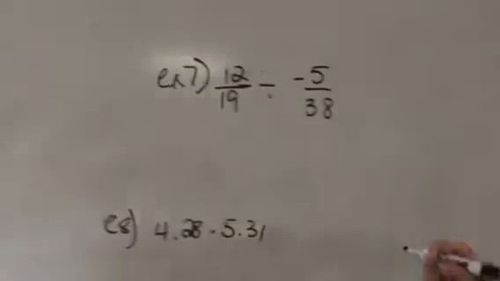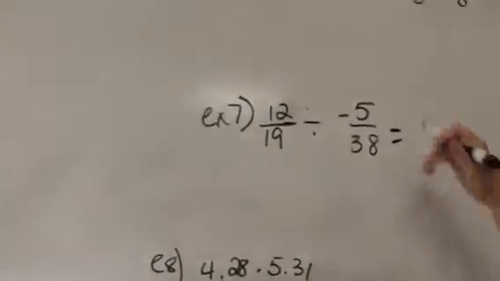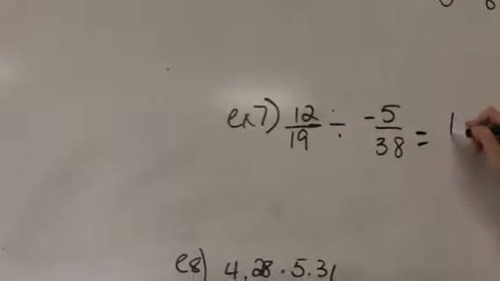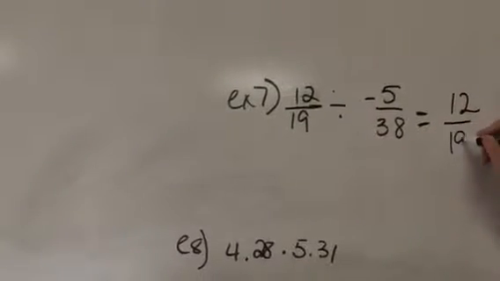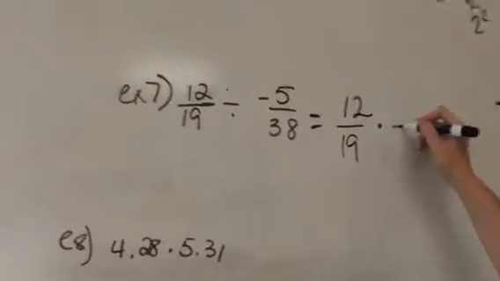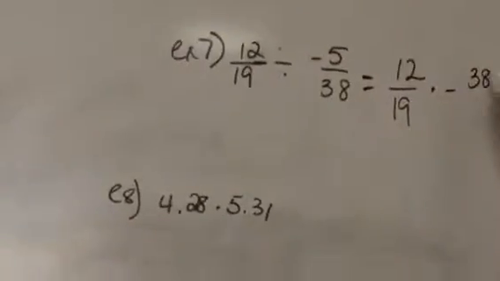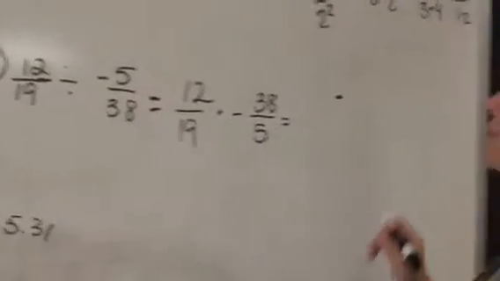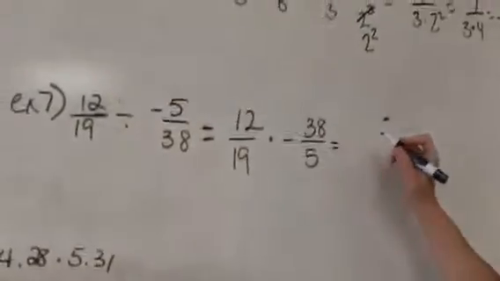This is a division symbol. 12 over 19 divided by negative 5/38. Now you have to go ahead and use what you know about multiplying and dividing negatives. This is going to be times the reciprocal, so it's going to be times 38 over 5.